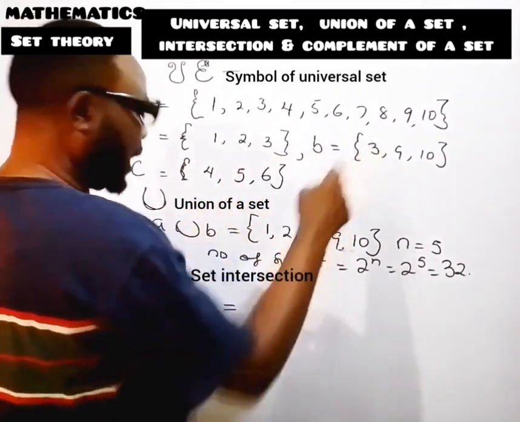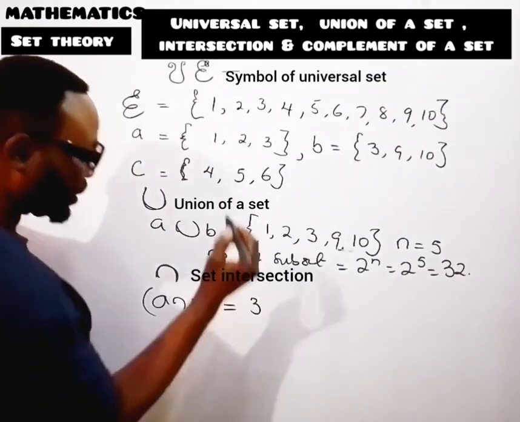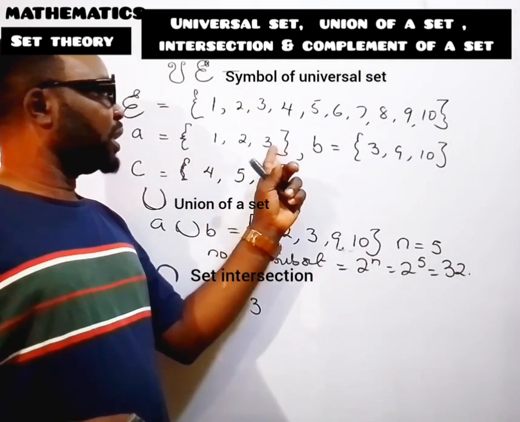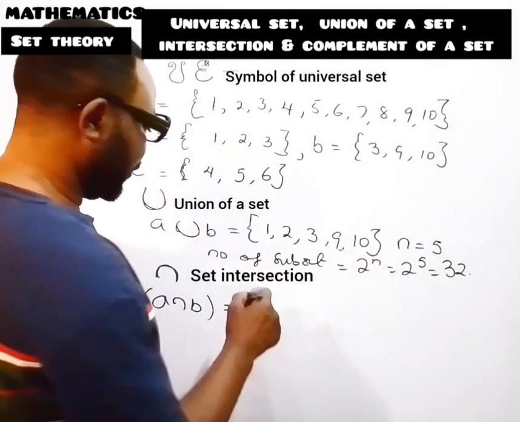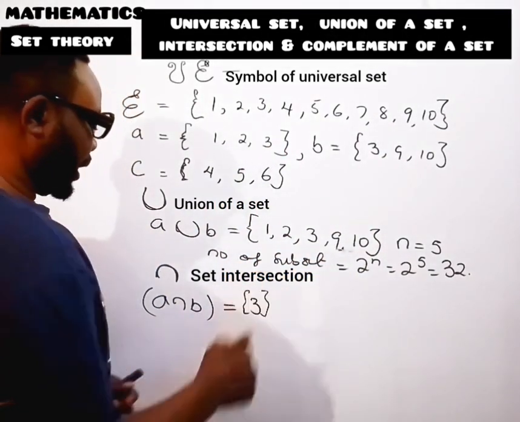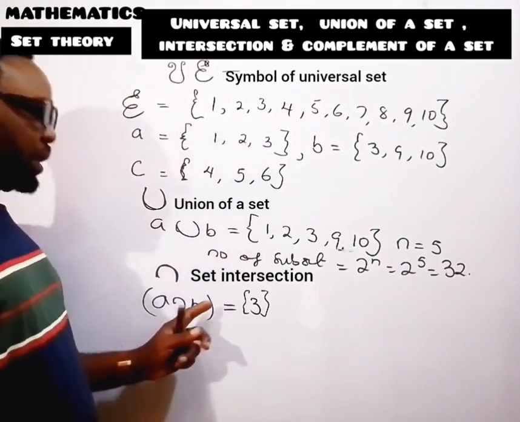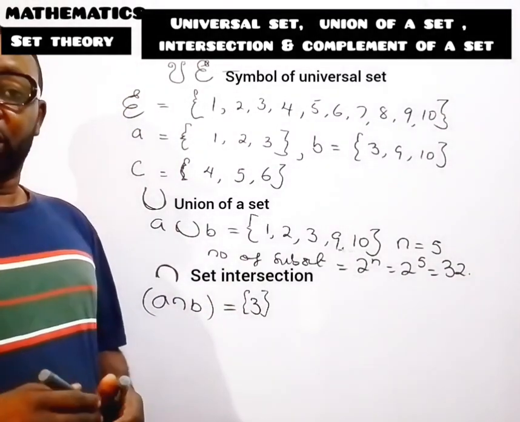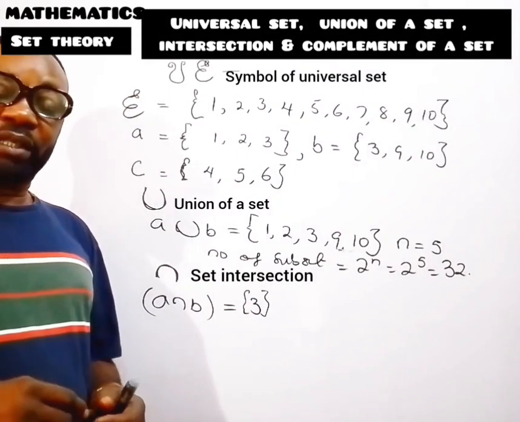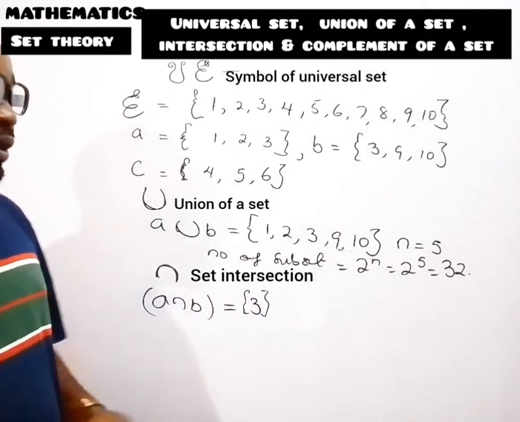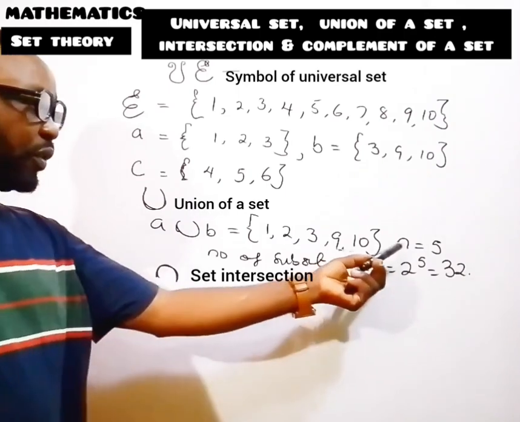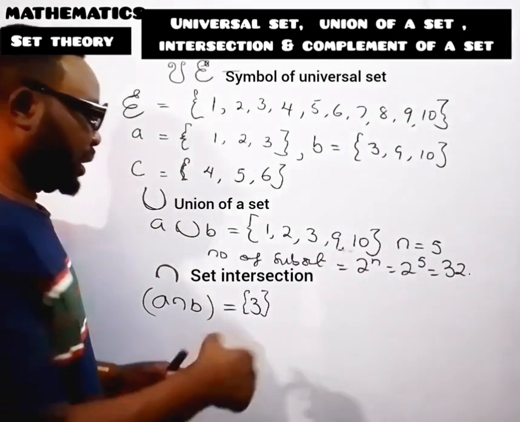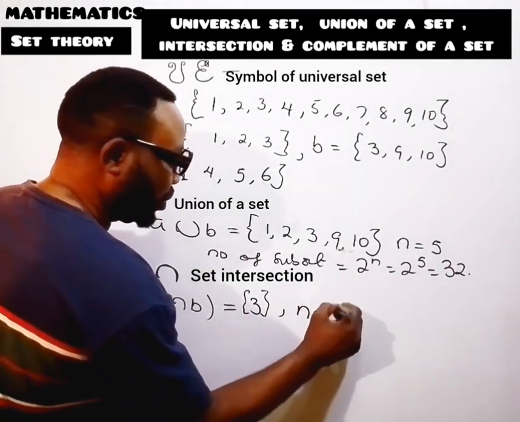There's 3 here, there's 3 here. I'm going to write 3 down first. So, what other value is here and here? No other value. So in that regard, I can now say that A intersection B is equal to 3. You can be asked to find the number of A intersection B. As we have done here, just one element. So n is equal to 1.